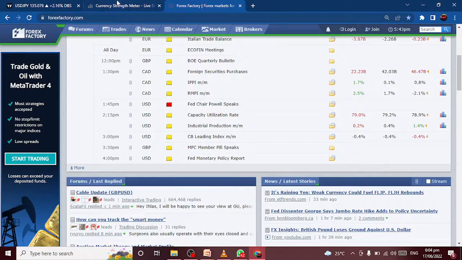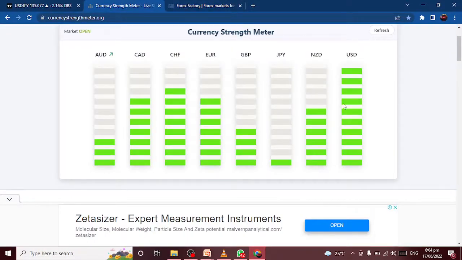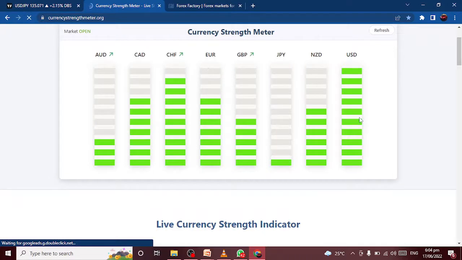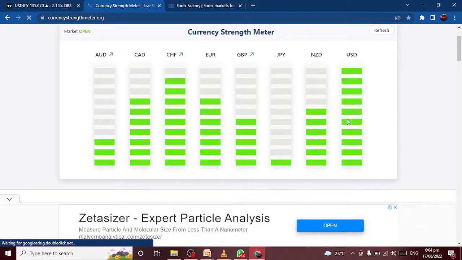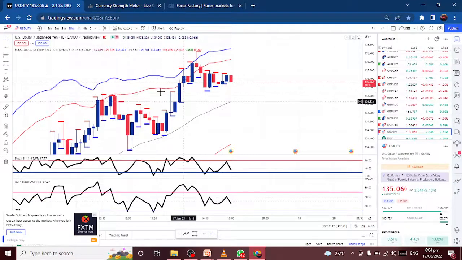Okay, you have sorted out Forex Factory, you come to currency strength meter, you see that, oh, USD JPY, you refresh it, always refresh it. USD JPY is a very good opportunity. USD is stronger than JPY. That means you'll be looking for a buy opportunity. You come here, you come and look for buy.